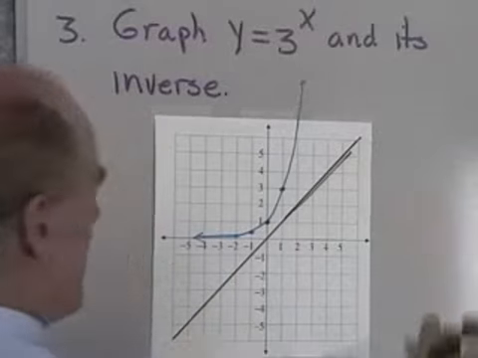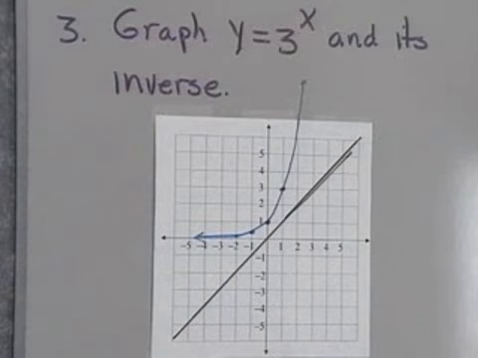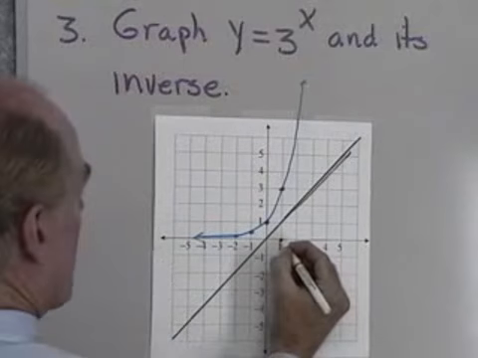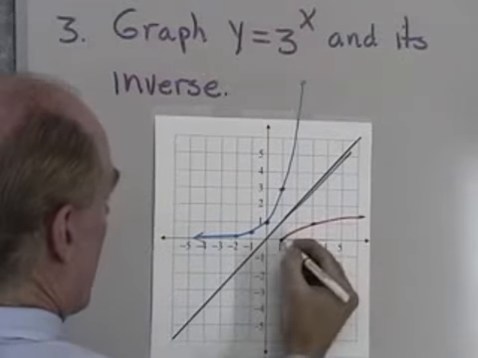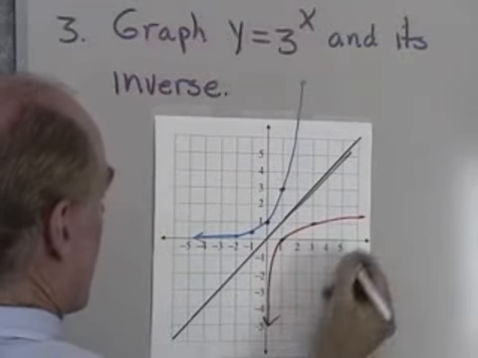Okay, so there's the line y is equal to x. Now I want to take my blue graph and reflect it about that line. So what I'm going to get is a graph that will go through this point, come up to here, and then go out like this, and it will come down and approach the y-axis like this.